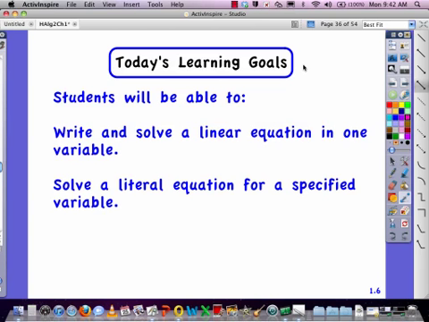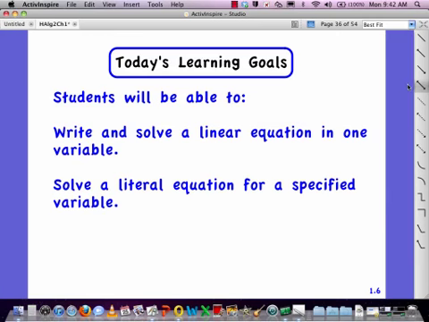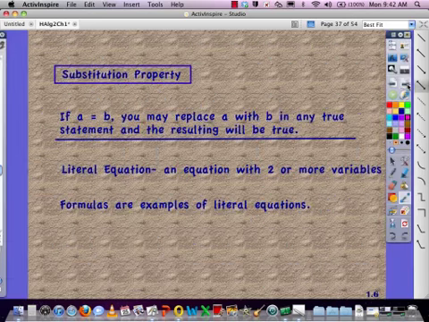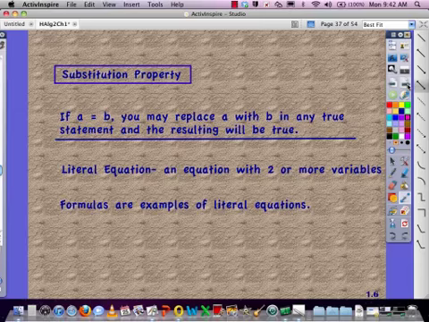Today's section, 1-6, Introduction to Solving Equations, and today's learning goals should review some of the information you learned about equations in Algebra 1. So let's start with some properties that should be familiar to you.